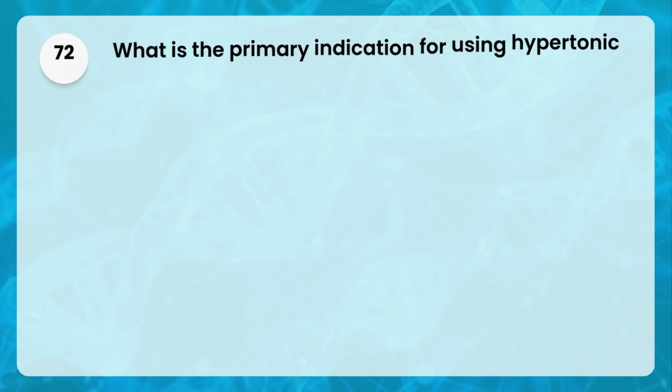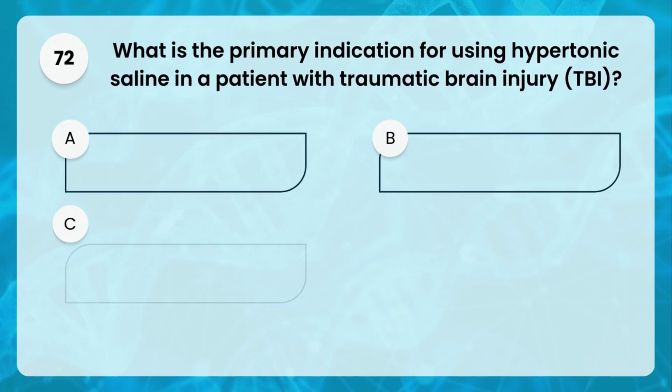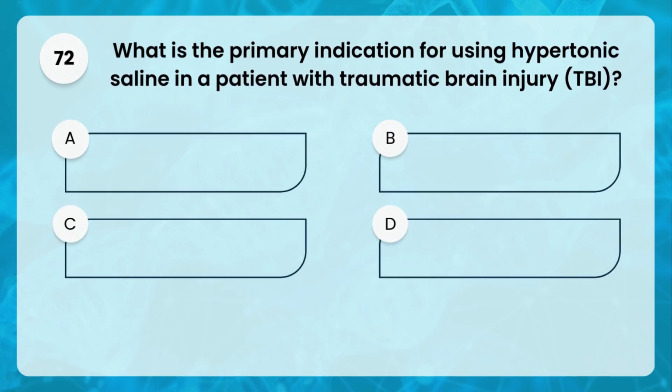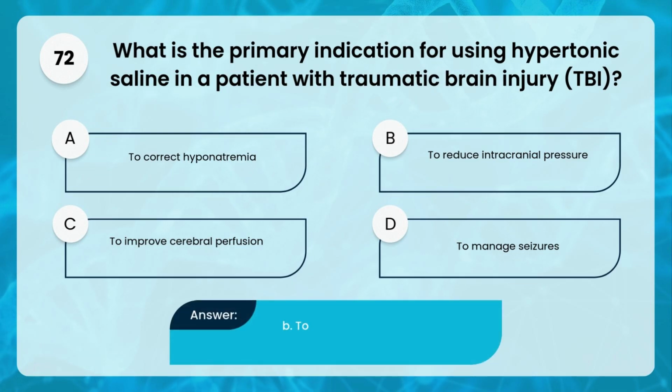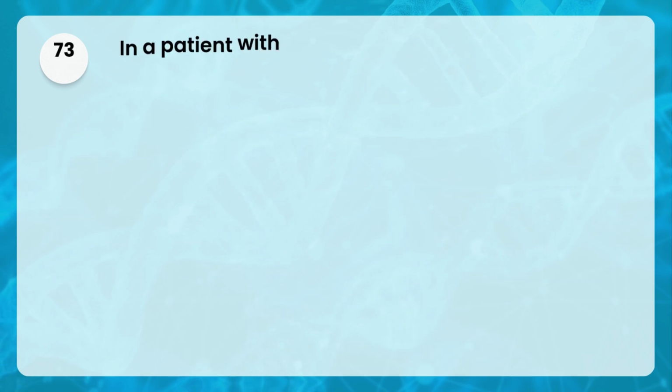Number 72. What is the primary indication for using hypertonic saline in a patient with traumatic brain injury, TBI? A. To correct hyponatremia. B. To reduce intracranial pressure. C. To improve cerebral perfusion. Or D. To manage seizures. The answer is B. To reduce intracranial pressure.